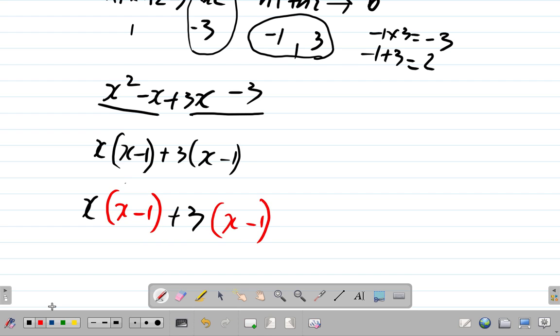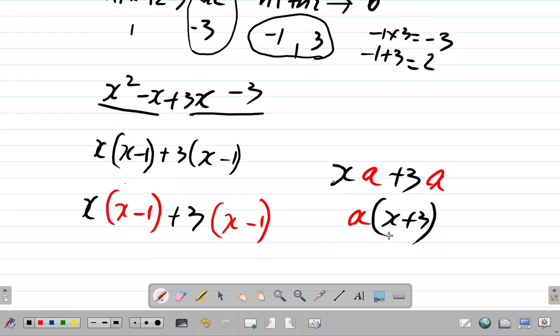Now, suppose this was x times a plus 3 times a. And you factorize that. What would you have? You would have the a outside the bracket, and inside the bracket, you would have x plus 3. See that? A into ax, x goes x times. A into 3a, a goes 3 times. But anyway, if you multiply them out, a times x gives you ax, a times 3 gives you 3a.